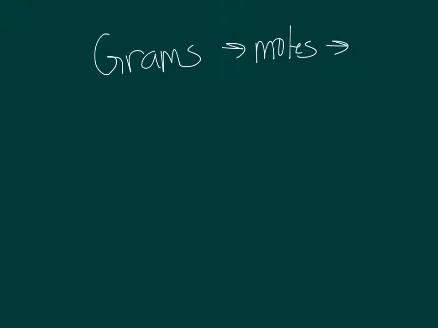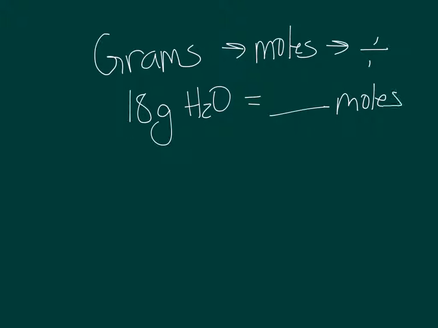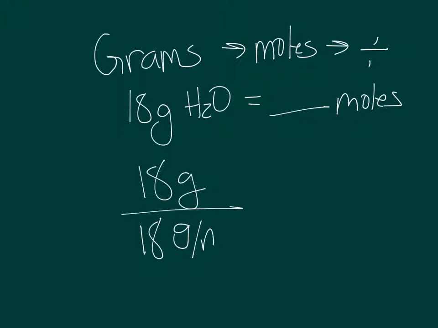To go backwards, if we know the grams of something and we want to know how many moles there are in that sample, then we need to divide by the molar mass. So if I had 18 grams of water and I want to know how many moles there were, I need to take the grams and divide by the grams per mole. And then I would get 1 mole there. Okay, so grams to moles you divide by the molar mass.